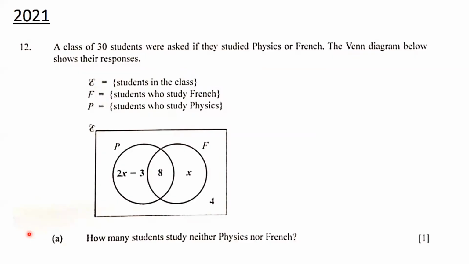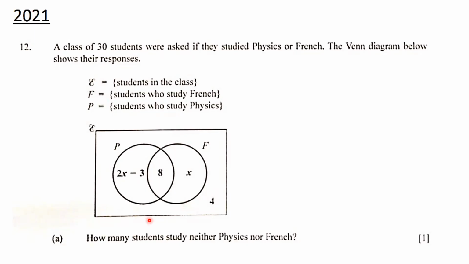Let's move on to the next question. It says a class of 30 students were asked if they studied physics or French. The Venn diagram below shows their responses. For P only, or physics only, we have 2x minus 3. For the intersection, we have 8. For F only, we have x. And for the students on the outside, we have four of them, on the outside of the union of P and F.